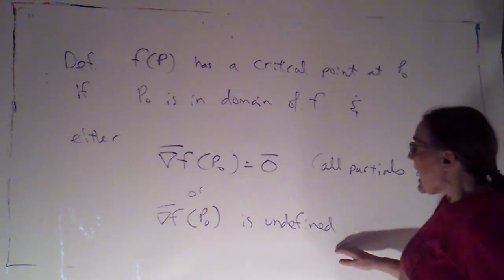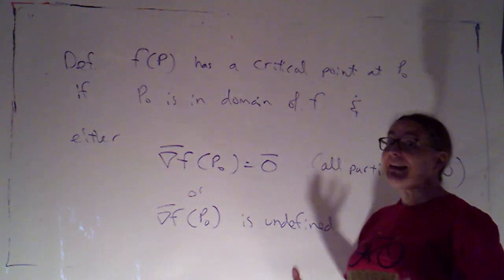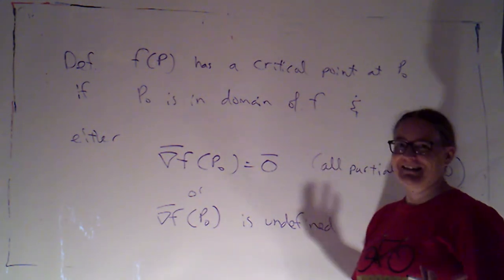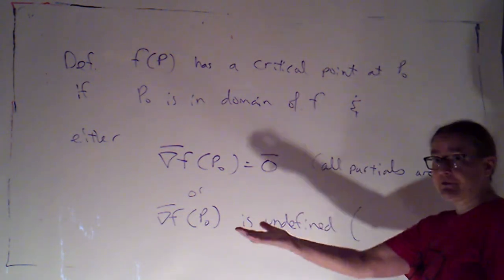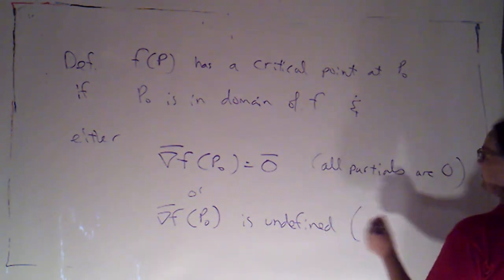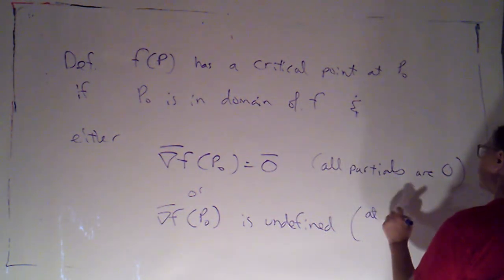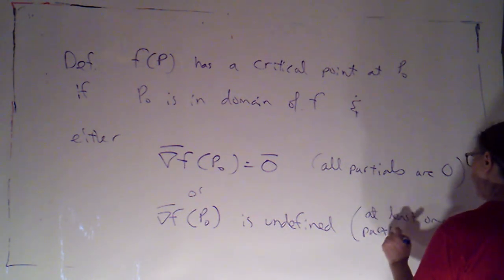Okay. And if the gradient is undefined, that's going to follow if any one of the partials is undefined. Okay. So maybe you've got a function of three variables, two of the partials are defined, the third one isn't, that's going to give you a critical point. Okay. So this would be if at least one partial is undefined.